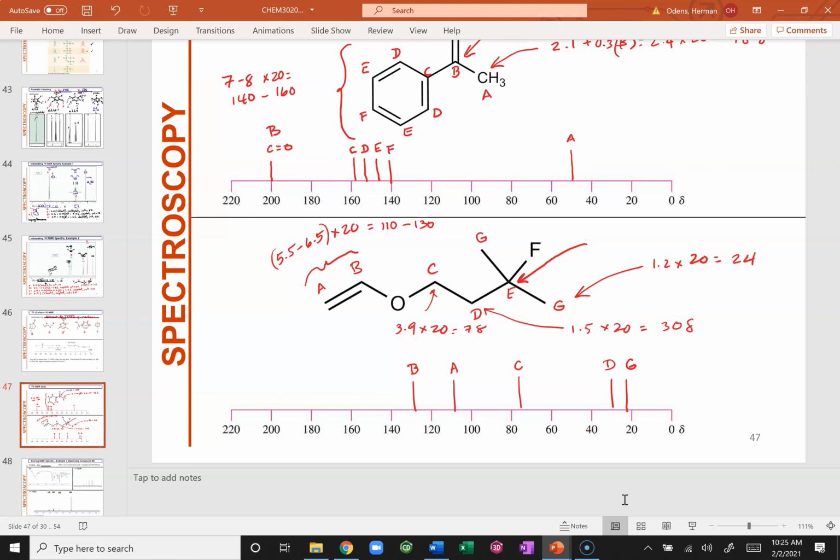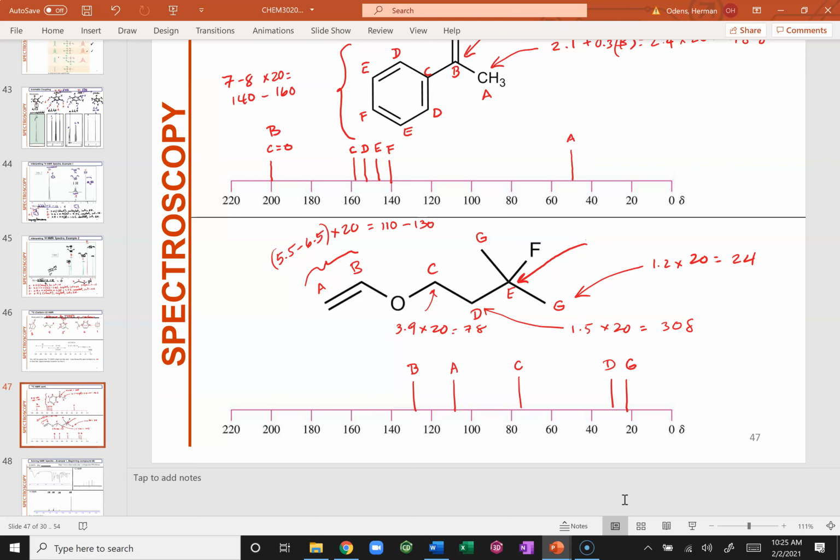Exactly, 0.7, because it's actually a C. It is not a CH, but the closest would be 0.7 exactly. So 4.2 plus 0.7, because it's closest to a CH, and then it would be 4.